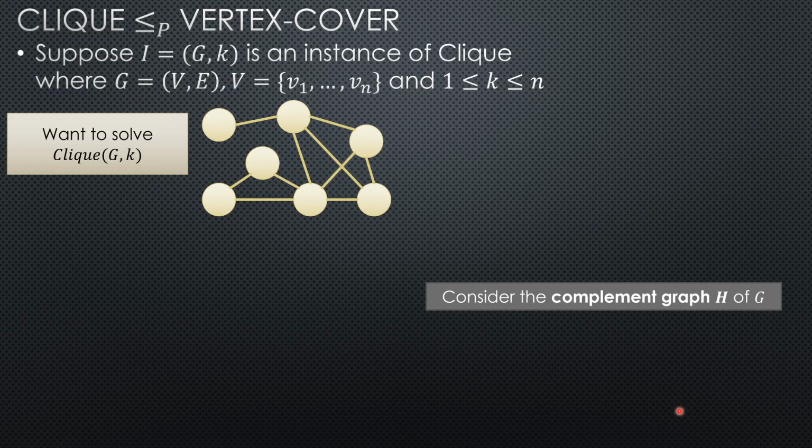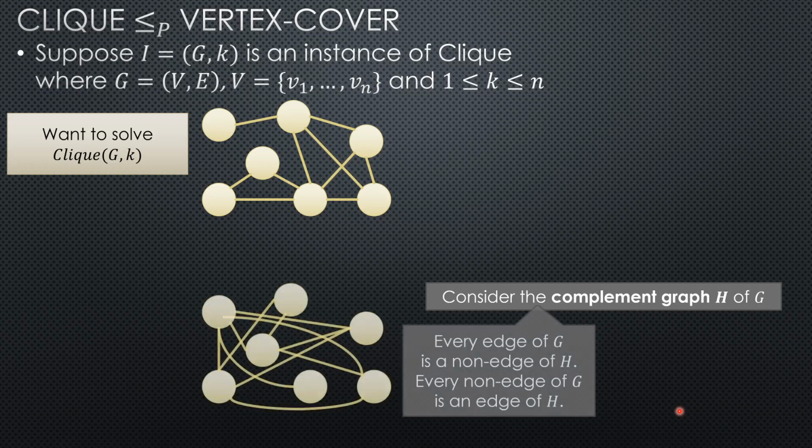So what's the complement graph of G? Well, it's the same nodes as G, but the edges are different. What we do is we take every edge in G, and we make sure that edge is not in H. And we take every pair of nodes that don't have an edge between them in G, and we add that edge to H. So we complement the set of edges in the graph. Every edge of G is a non-edge of H. Every non-edge of G is an edge of H.